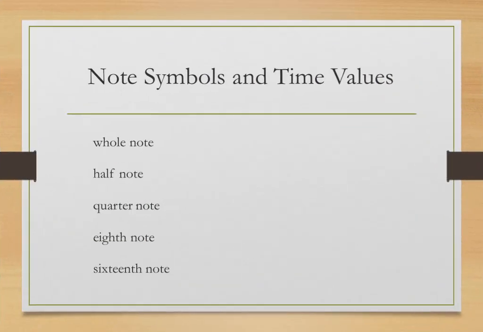Let's now learn the symbols and the corresponding time values of notes. Listen carefully for the description of the symbols of notes. The symbol of whole notes is like an oval. Its time value is 4 bits.